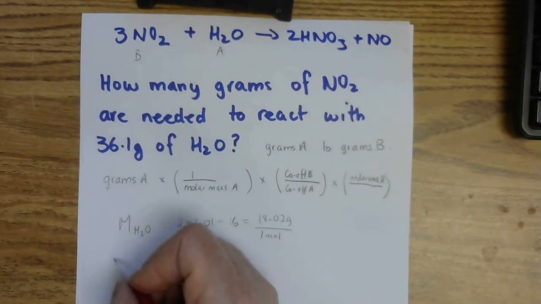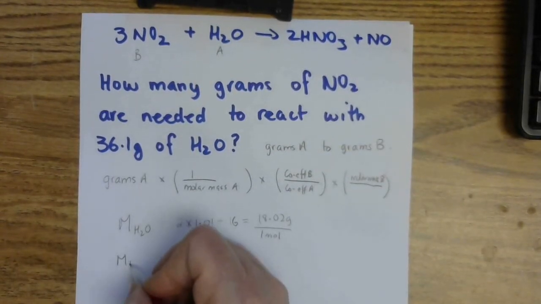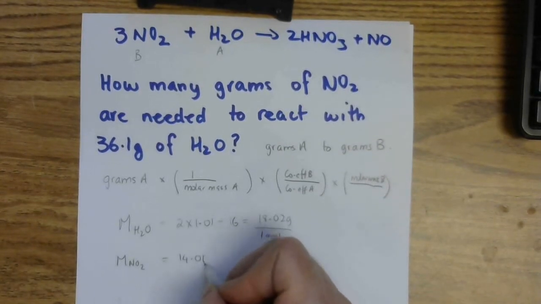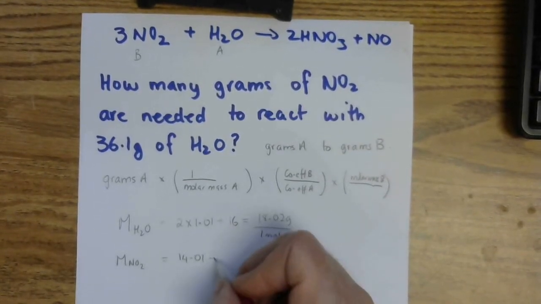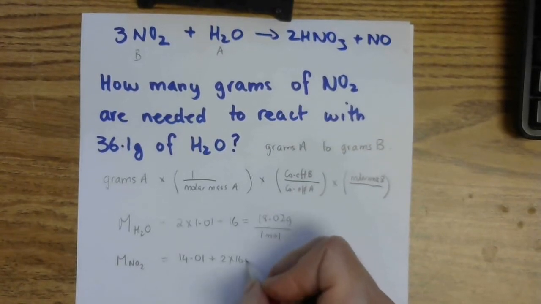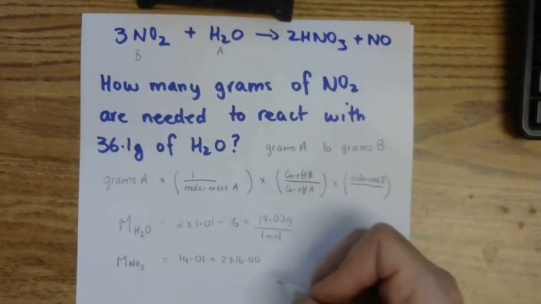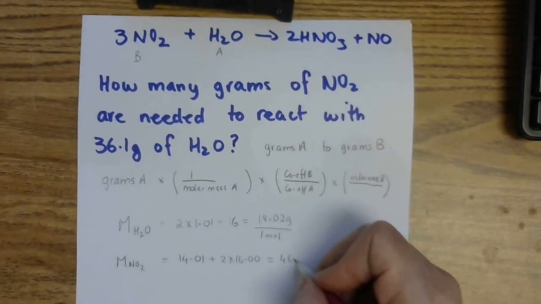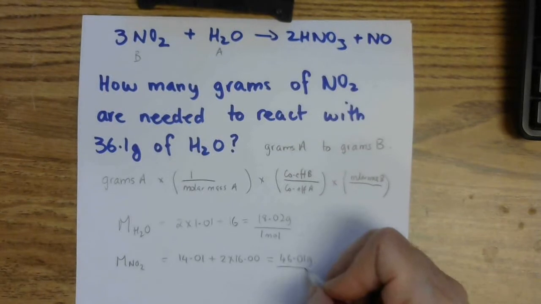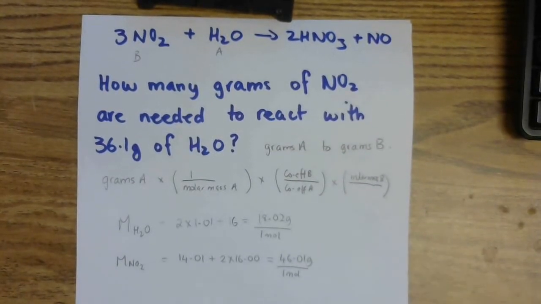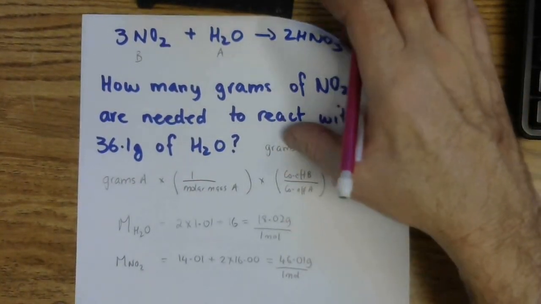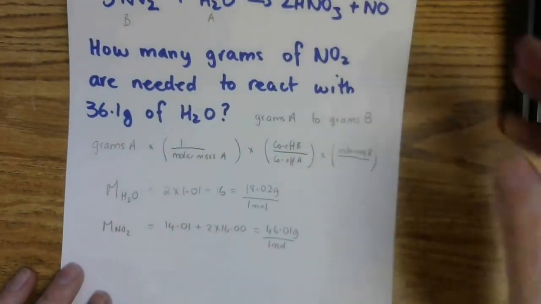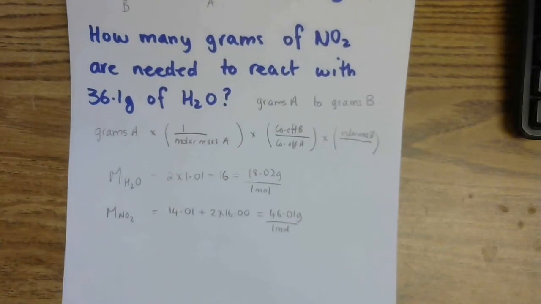Okay, so now I'm going to do the same for my NO2. 14.01 for the mass of a nitrogen, and then I have 2 oxygens which have a mass of 16. So adding all of that together, I get 46.01 grams per 1 mole of NO2. So at this point, I'm ready to move forward and do my math.